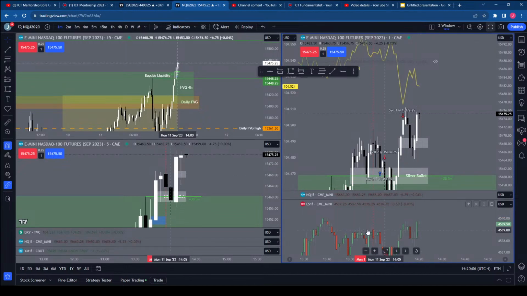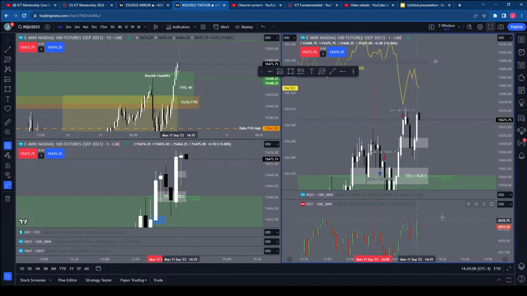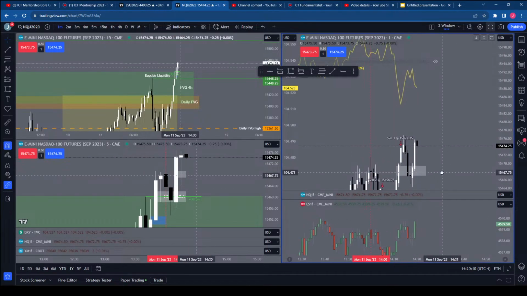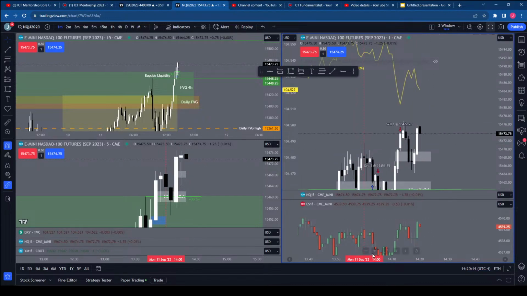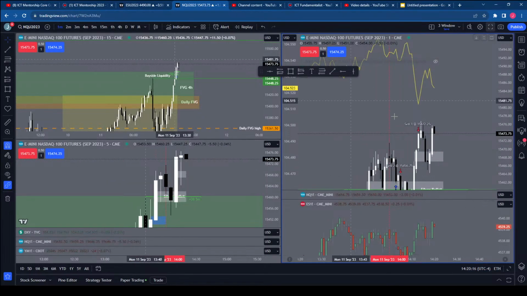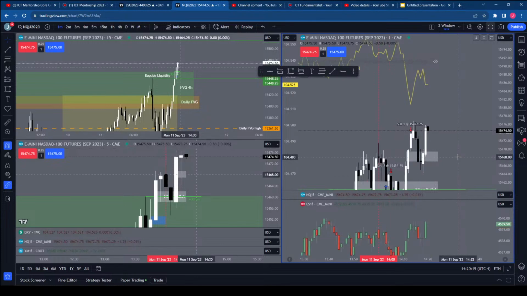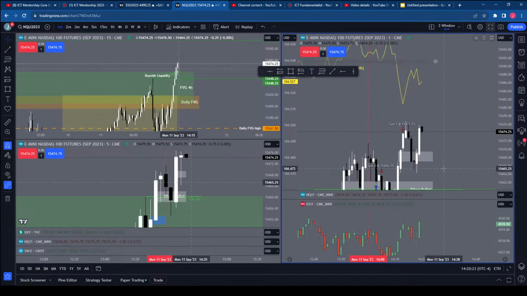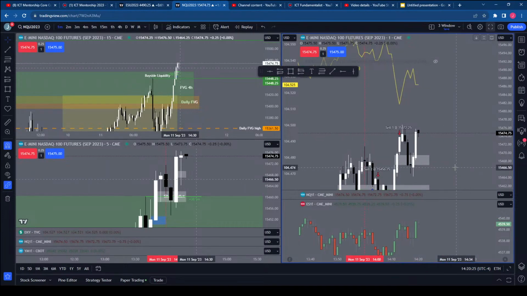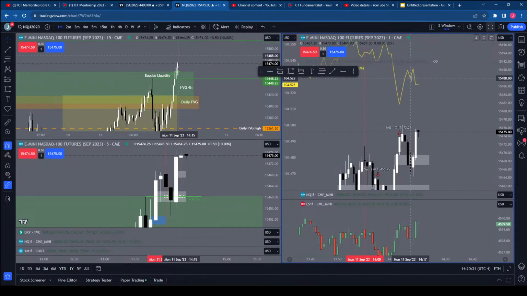If ES was to make a higher high, I would feel a lot more confident in NQ, and that both of these indices are going to go up. We'll see. It might do it. It might just be lagging a little bit. I think it'll primarily be on the dollar.